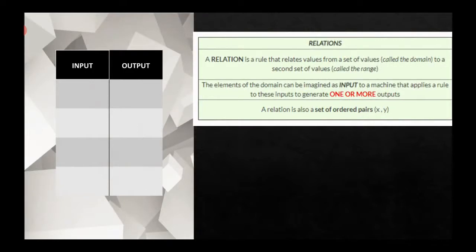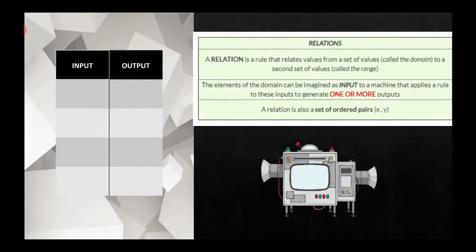The elements of the domain can be imagined as input to a machine that applies a rule to these inputs to generate one or more outputs. So again, a relation is anything that takes an input. So we have different sets of inputs. We have numbers, it can be letters or anything that will represent an element. And again, if this machine represents a relation, we are expecting to have one or more outputs.